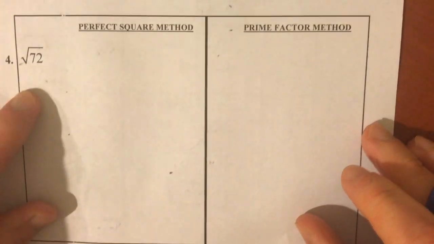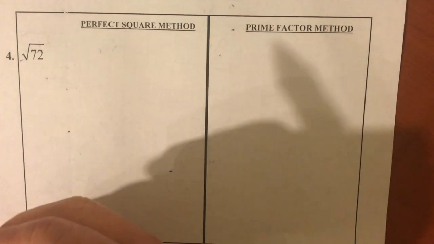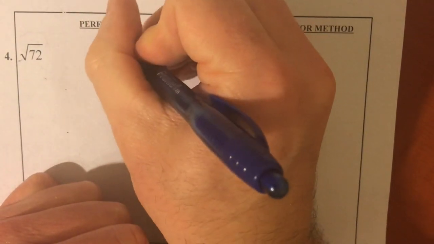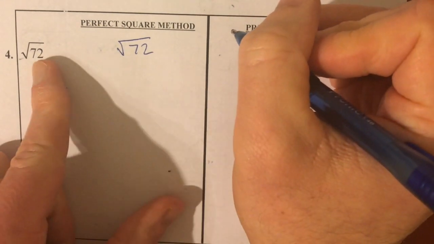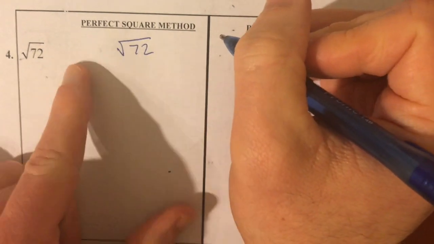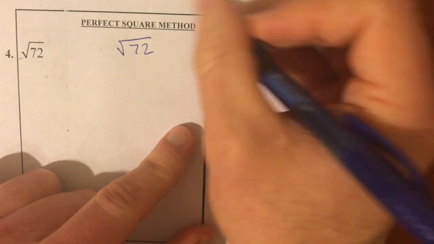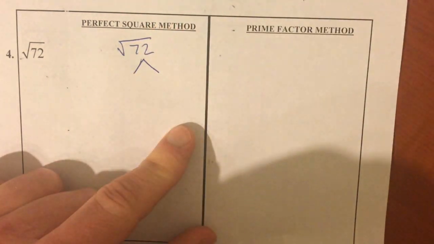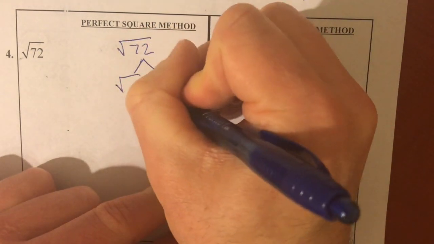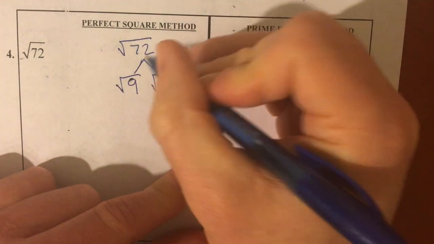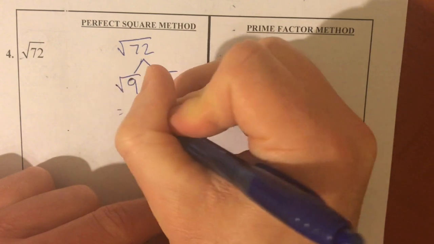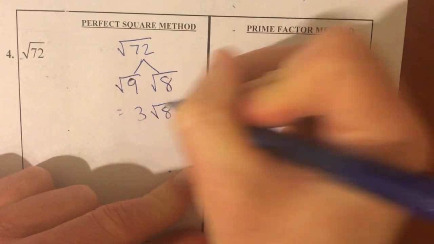And lastly, root 72. Root 72 again is a common one that people don't do all the way correctly. So be thinking perfect squares that go into 72 because it's not a perfect square. What do a lot of people give me? Square root of 9 times 8. 9 is the perfect square. The square root of 9 is 3. And then we have root 8.